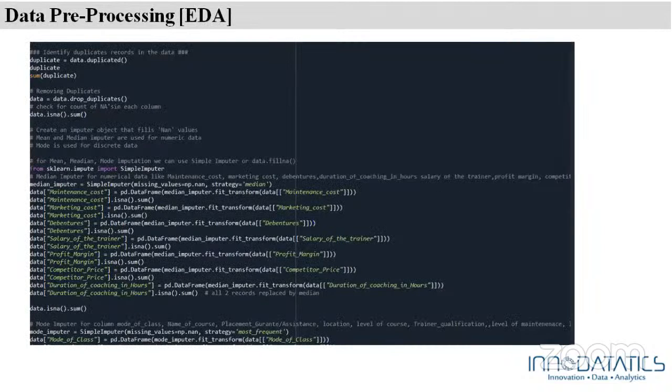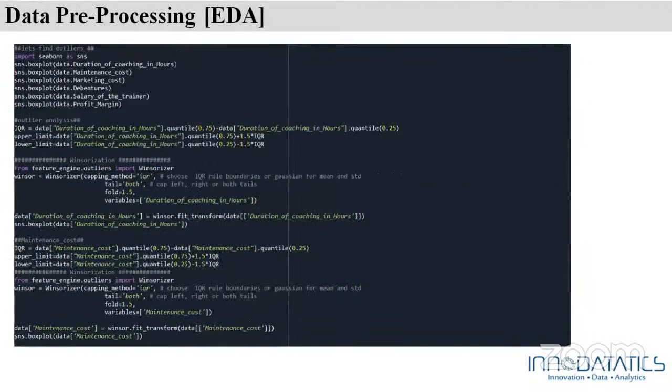This is the manual process of the EDA. First, we have identified the duplicates in our model and then removed them. Next, we have found out the missing values. The numeric values are replaced with the mean imputation method, and the non-numeric values are replaced with the mode imputation method.